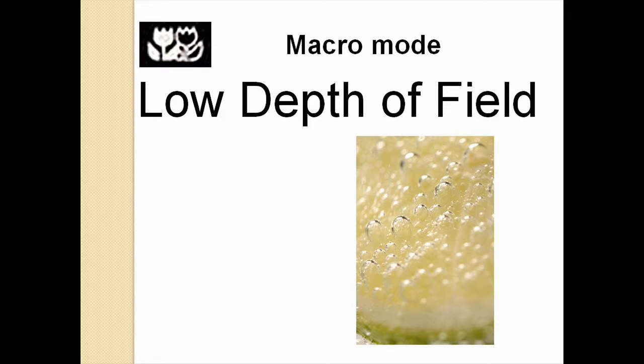So, remember that macro mode also gives you a low depth of field, like portrait mode, but it lets you get closer to the subject, but it does something else as well. It actually gives you a slightly blurrier background than portrait mode will. So if you want more blur, use macro mode.